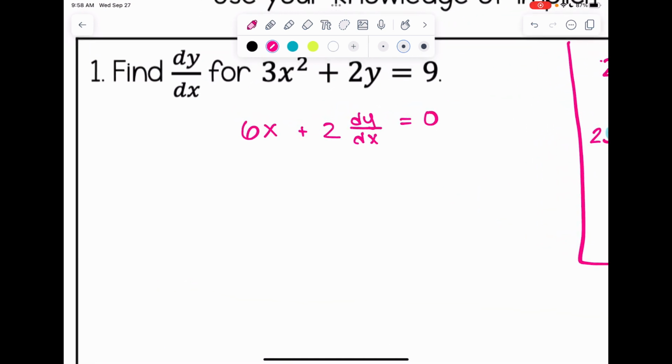All right, our goal is to solve for dy/dx, so I'm going to move the 6x to the other side, divide by 2, and I have dy/dx is equal to negative 3x.